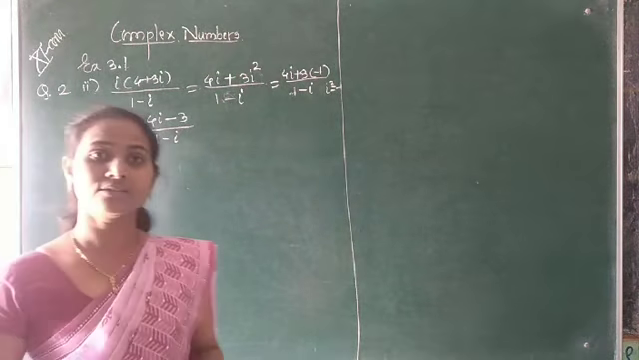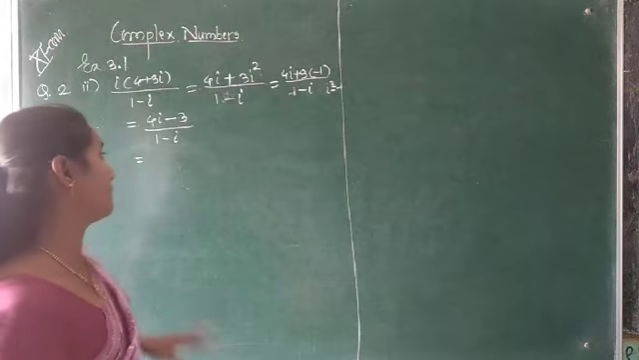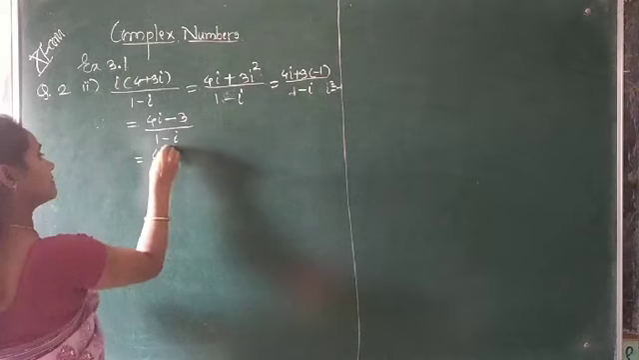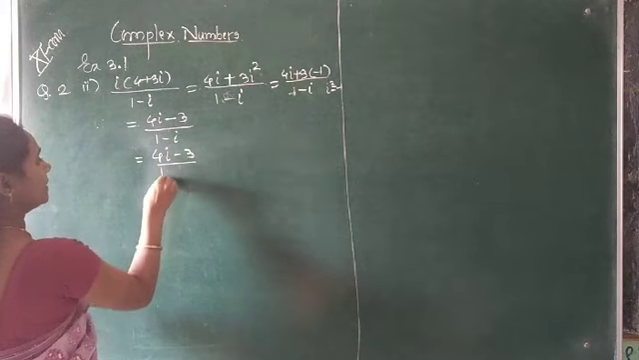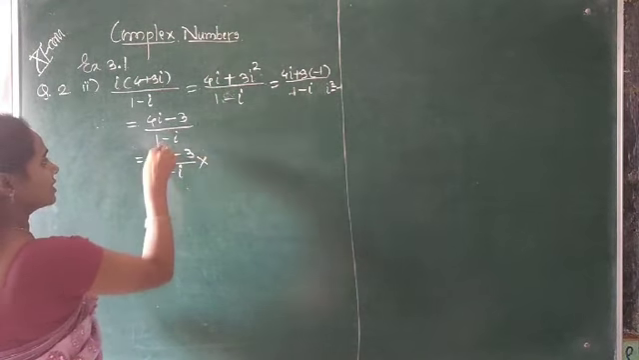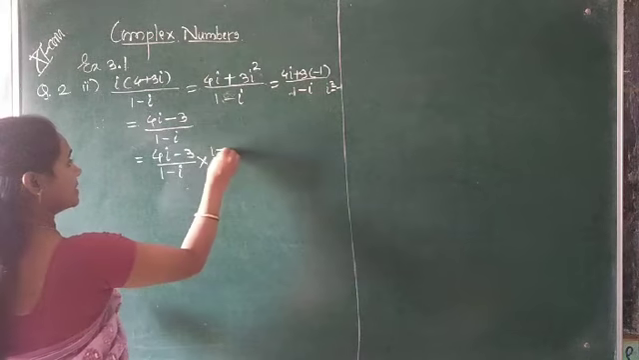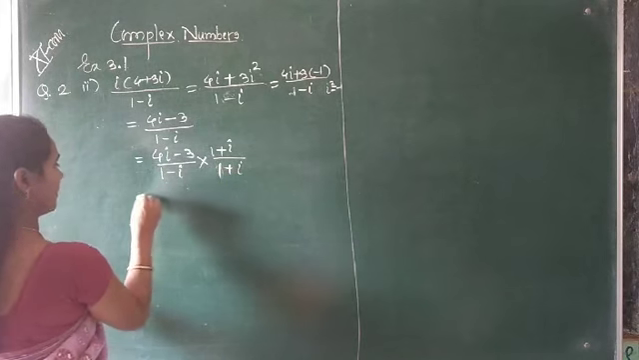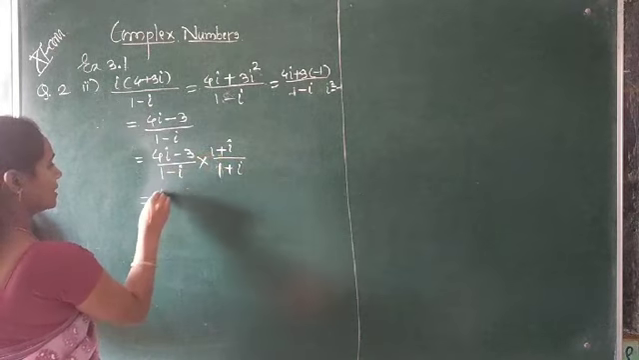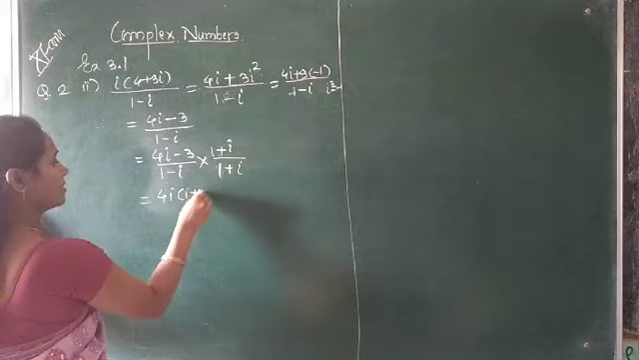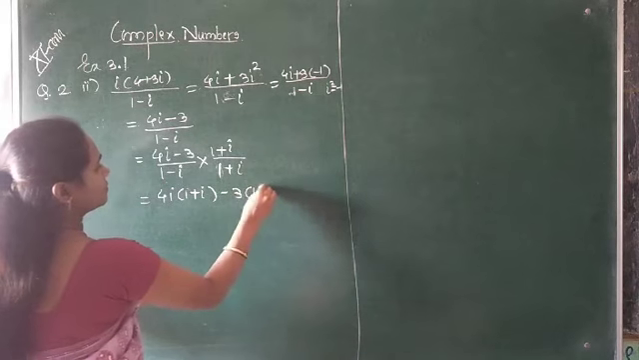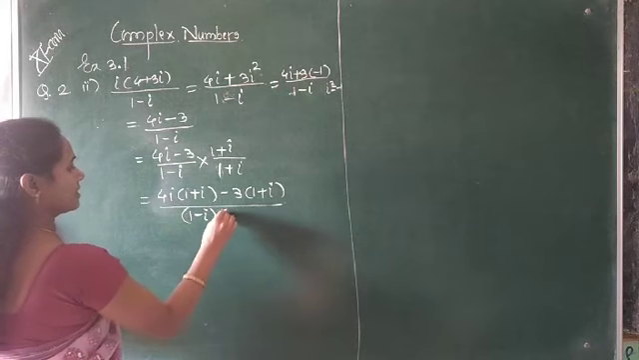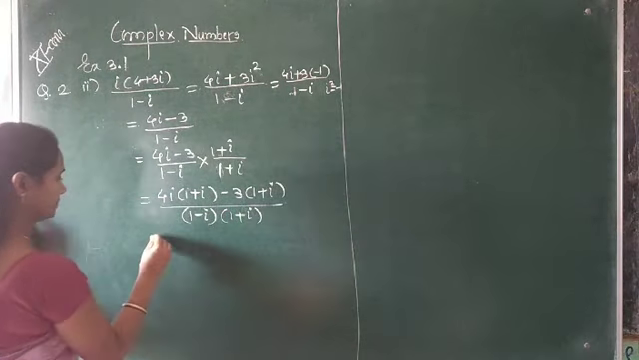Now this is in the form z1 upon z2, the division of two complex numbers. In the last lecture we saw how to take the division of two complex numbers. So rationalize this by taking the conjugate of the denominator. What is the conjugate of 1 minus i? That is 1 plus i. So divide and multiply by 1 plus i: 4i minus 3 into 1 plus i, divided by 1 minus i into 1 plus i.